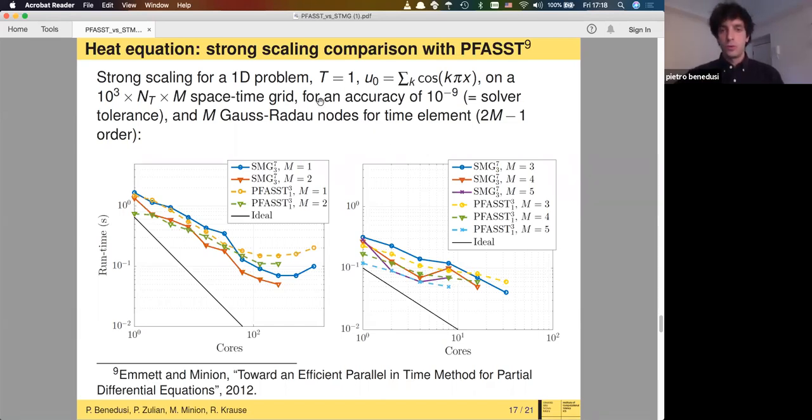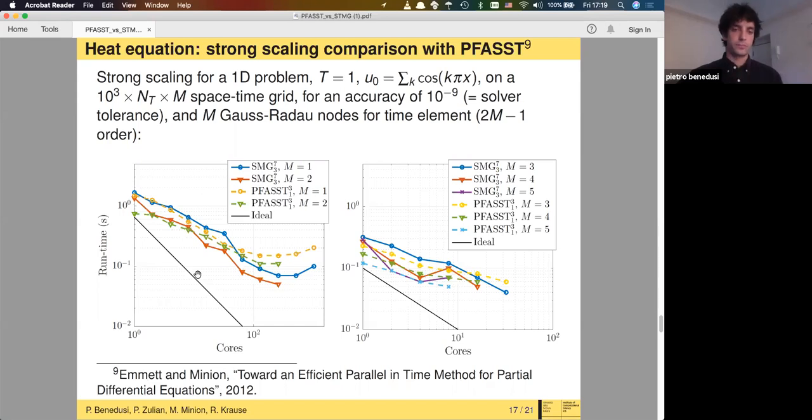And I always consider an accuracy of 10 to the minus 1. That is the same as the solver tolerance, so that I try not to fool myself or the masses with this. And these are the results here. This is for M equals 1 and 2, and here on the right for M equals 3, 4, 5. The solid line is the space-time multigrid, and the dashed line is FAST.